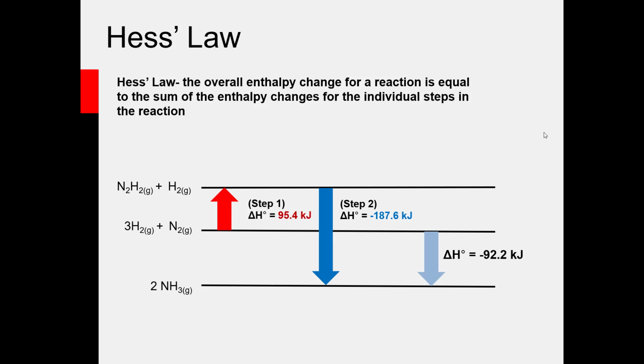So in the next example, we're going to look at how we can use thermochemical reactions for known reactions to get us from point A to point B and predict the overall enthalpy change for a chemical reaction using Hess's law. And I'll see you there in a minute.